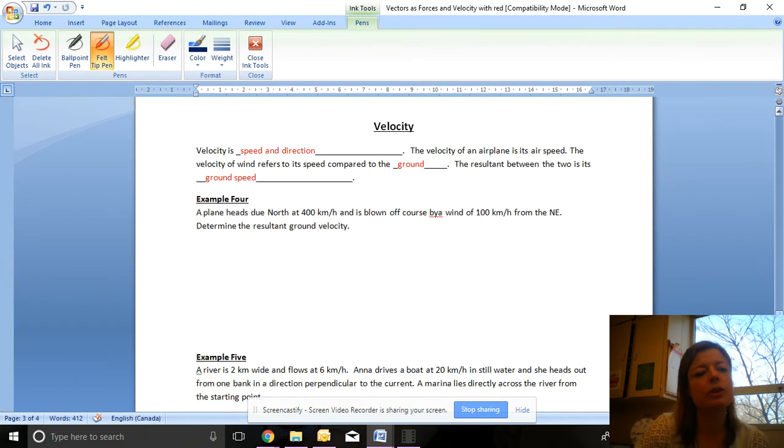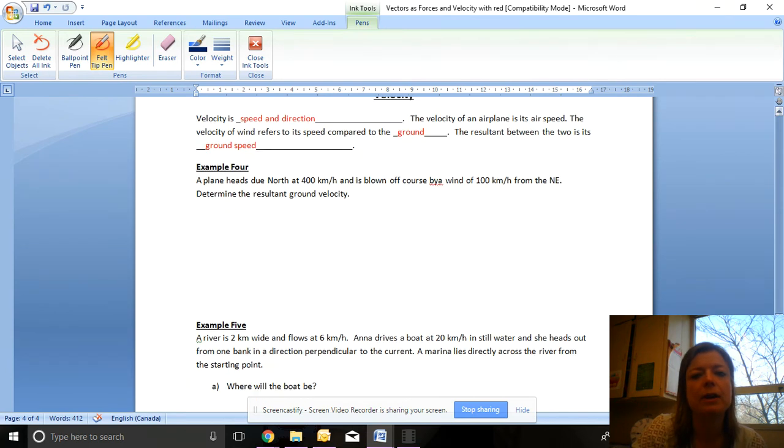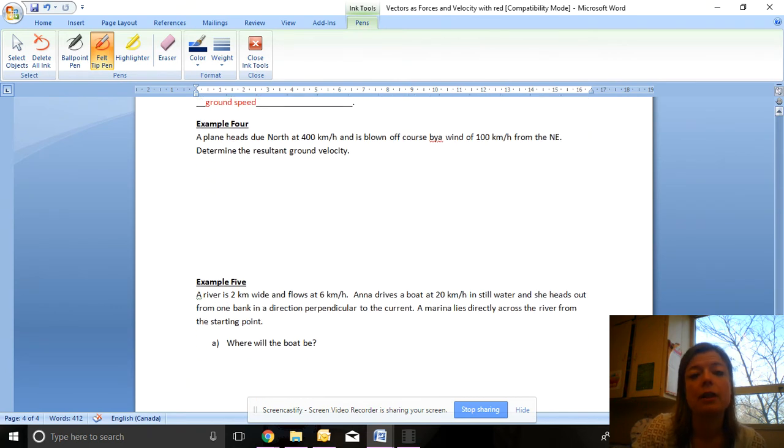So now I'm just going to do a little bit on velocity. Velocity is also a vector because it is speed and direction, okay? So if you're thinking about an airplane, the velocity of an airplane is its airspeed, and the velocity of the wind refers to its speed to the ground. So the resultant between those two is the ground speed. So what is a plane actually flying, right? Because you have to take into account the wind. So for instance, you can have a question like this.